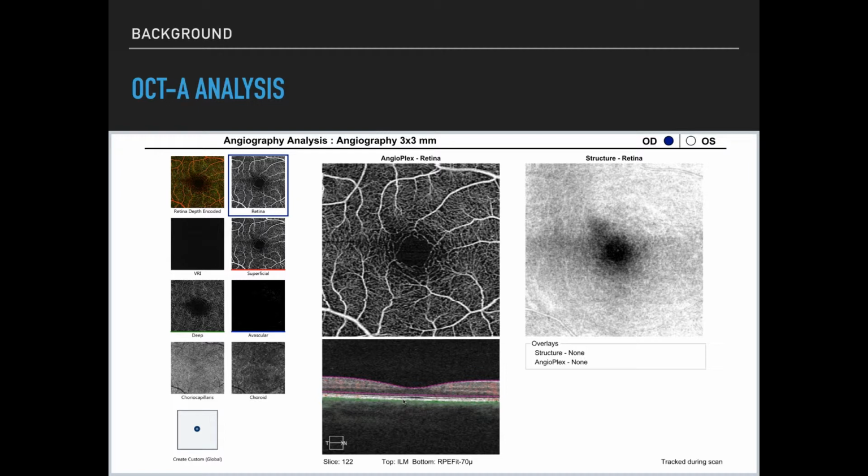So in this example, you see the purple boundary line goes from the inner retina to the RPE. So this slab is called the retinal slab. And once again, I'll remind you that a slab is simply a two-dimensional representation of all of the C scans between the boundary lines.